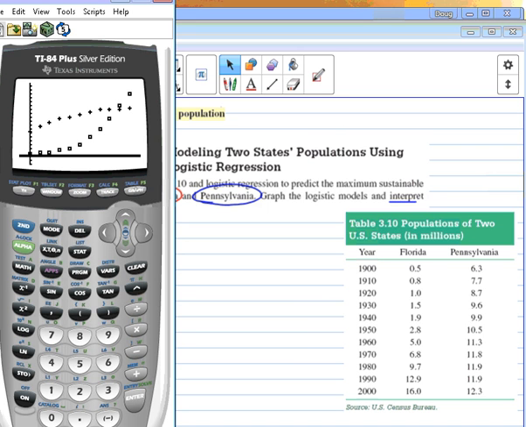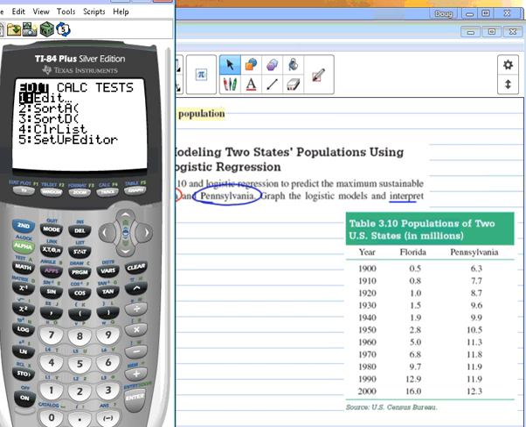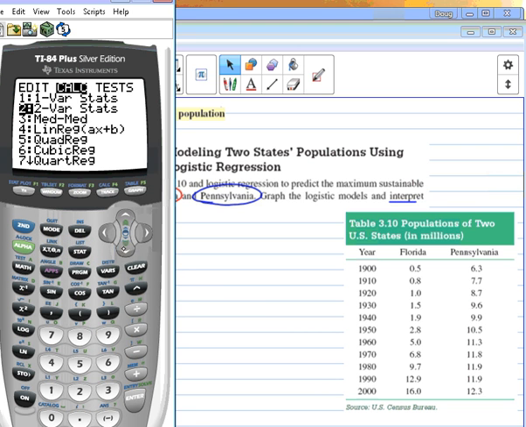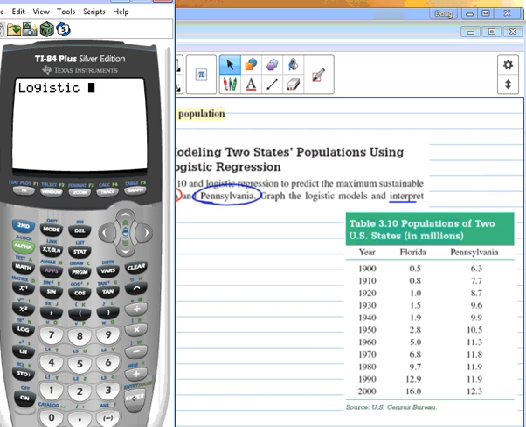So we remember, if I hit stat and go over to calculate, now we're going to do a little bit extra this time. I'm going to find Logistic. There it is, Logistic. And I'm going to hit enter, but then I'm not going to hit enter again. I am going to tell it what data in the table I want the regression done on, and I'm going to tell it to store the formula for me.